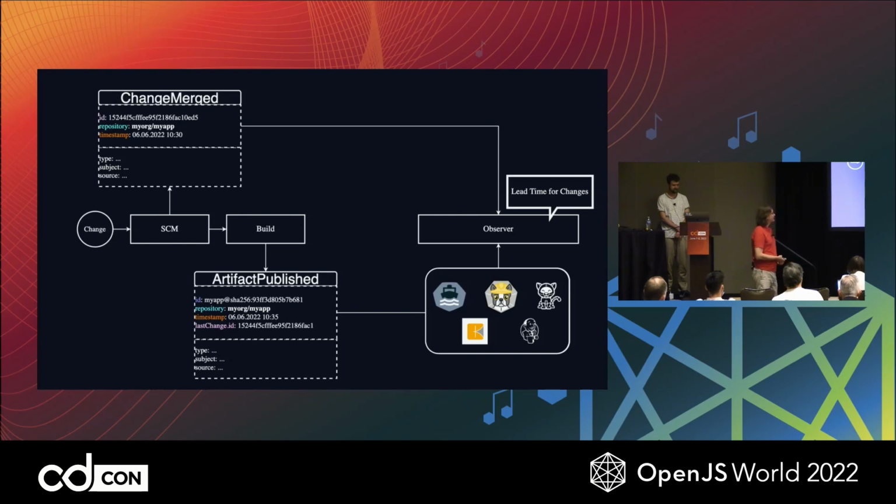And for that, in CDEvents, we have the ID of a change that is merged in the change merged event. And on the artifact published or the artifact events in general, we can represent the ID of the last change that was included in that specific build. And that allows us to go back to the SCM and ask, is that change that we look at in the change merged event included in this specific build?